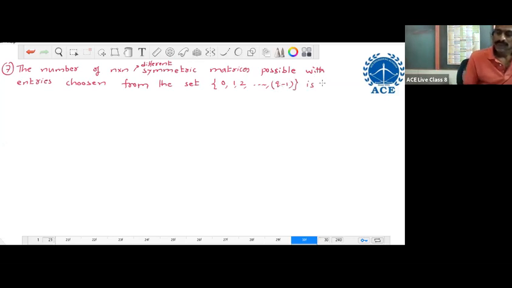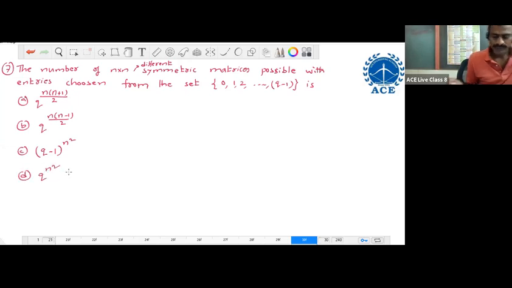Is it option A, q power n into n plus 1 by 2? Option B, q power n into n minus 1 by 2. Option C, q minus 1 power n square. Option D, q power n square. We can tell the answer also. Now, what is the correct answer for this?